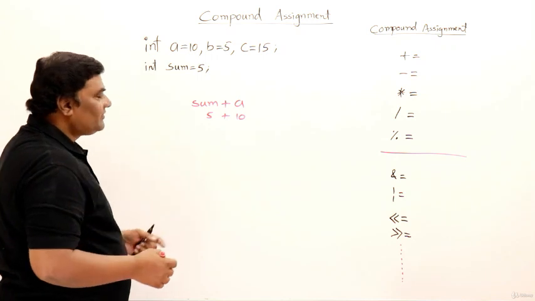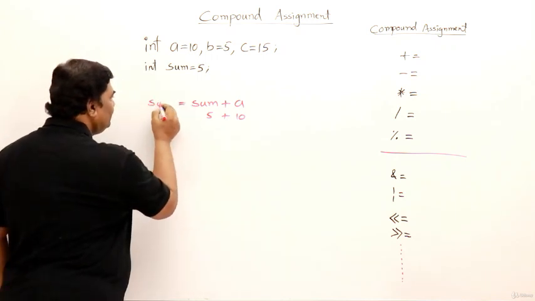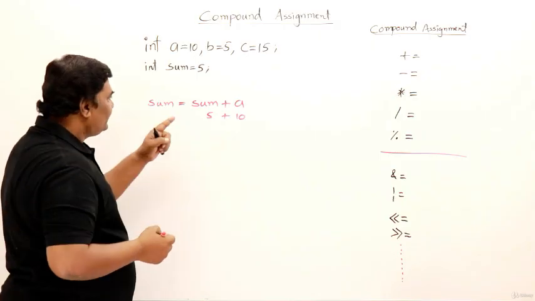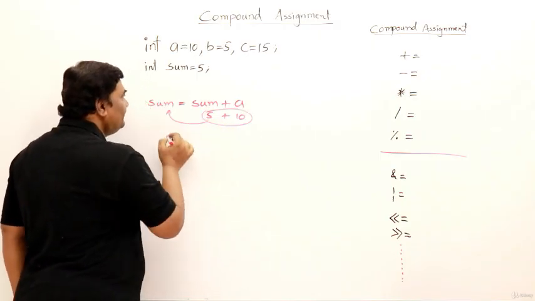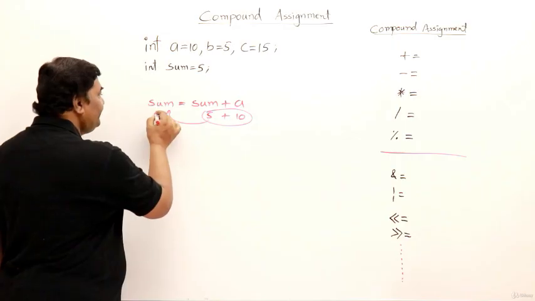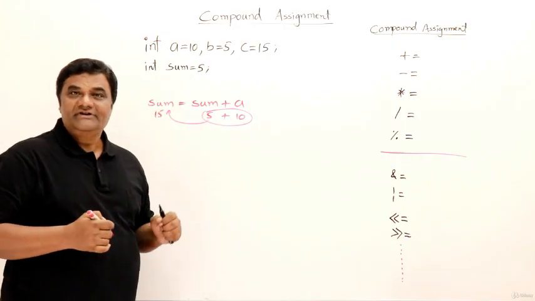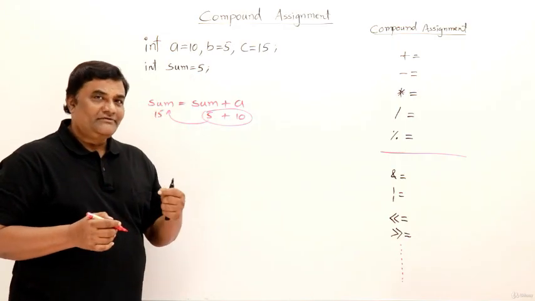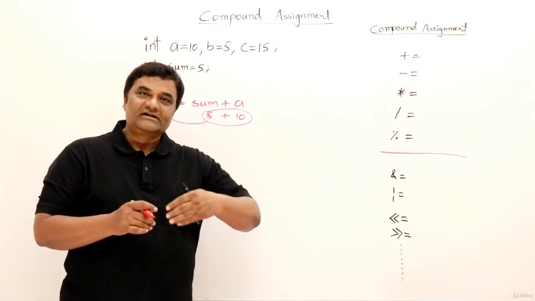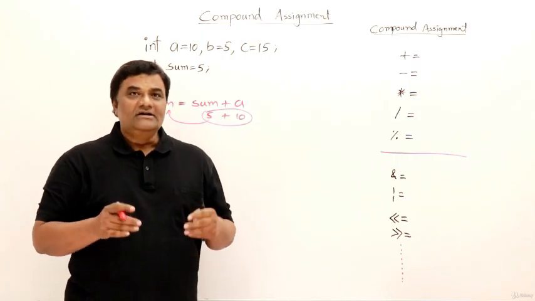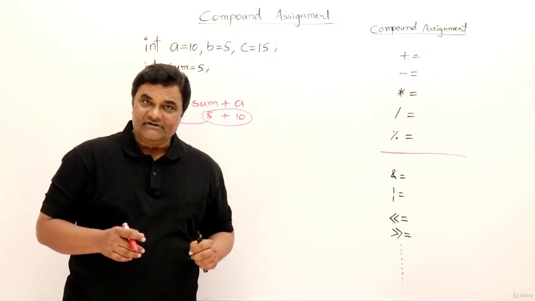Then this will be 5 plus 10, that is 15. Where I want to store? In sum only. So sum assign. This means this will be added and the result will be stored in sum. Now sum becomes how much? 15. Right now sum is 5, so sum becomes 15. These types of statements are commonly used in programming. Not now, but in the coming sections you will find them. Right now we are learning about this operator so that we can use it whenever we require.